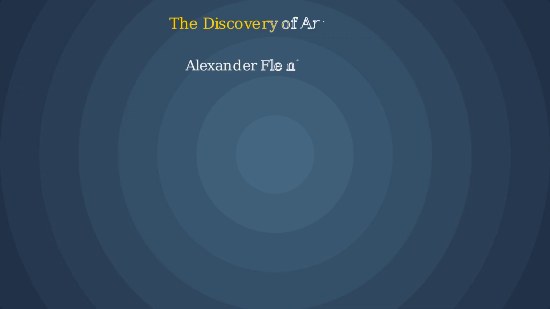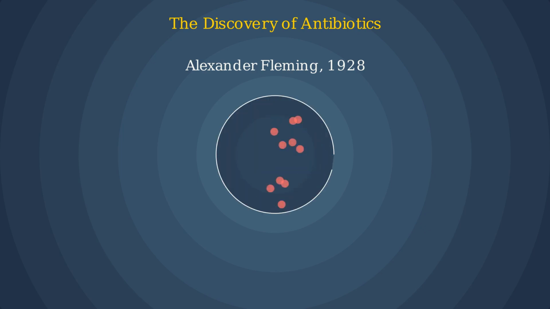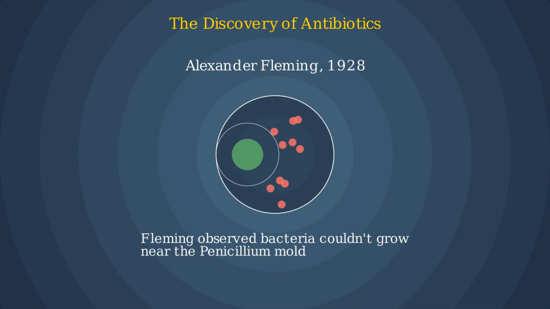In 1928, Alexander Fleming made a groundbreaking discovery that would forever change medicine. While studying Staphylococcus bacteria, Fleming noticed something unusual in one of his petri dishes. A mold called penicillium had contaminated his culture, and surprisingly, no bacteria were growing around it. Fleming observed that the mold was producing a substance that inhibited bacterial growth. He named this substance penicillin.